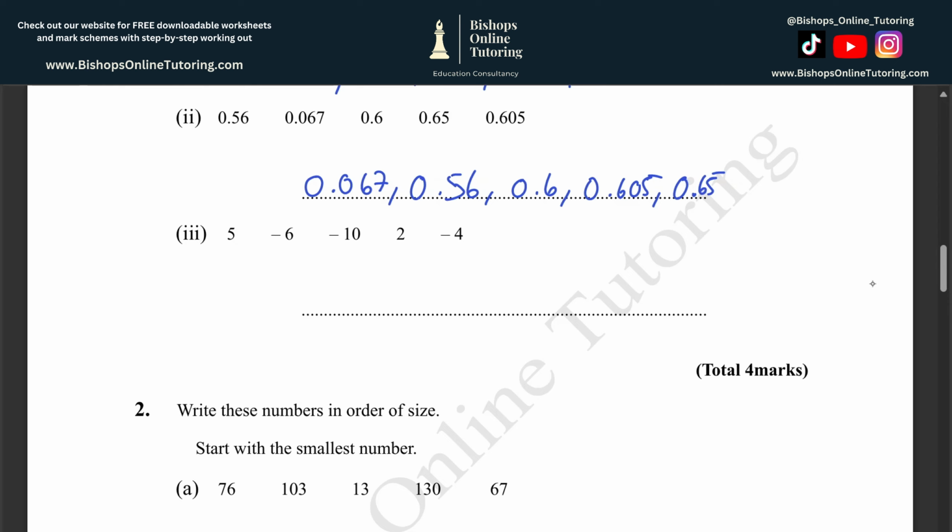So our smallest number in this case is going to be minus 10. Let's cross that off. Then we have minus 6. Then we've got minus 4. Then we've got 2, and then 5.